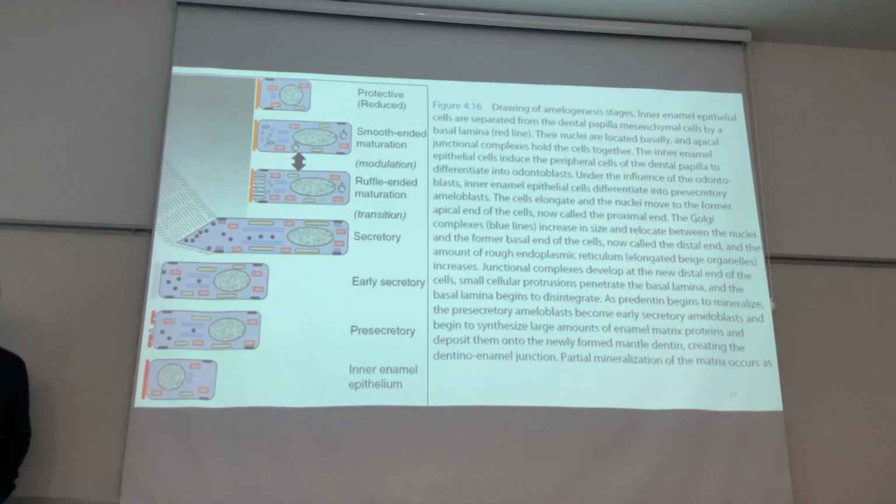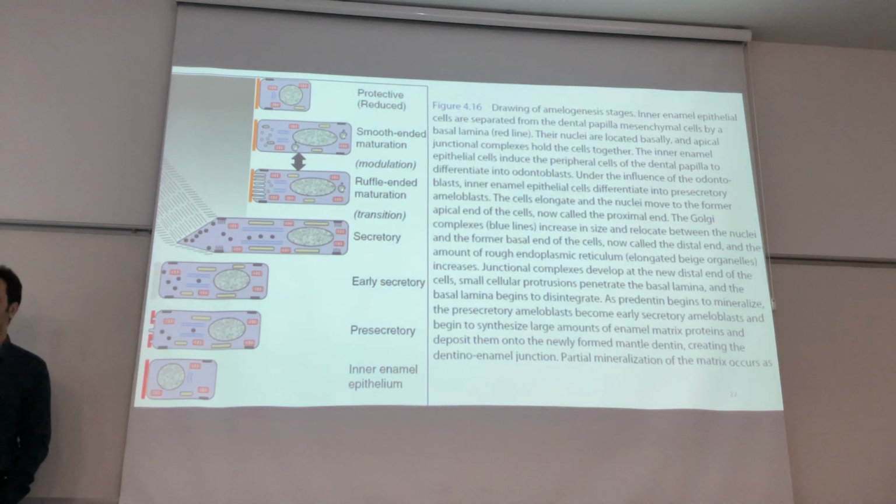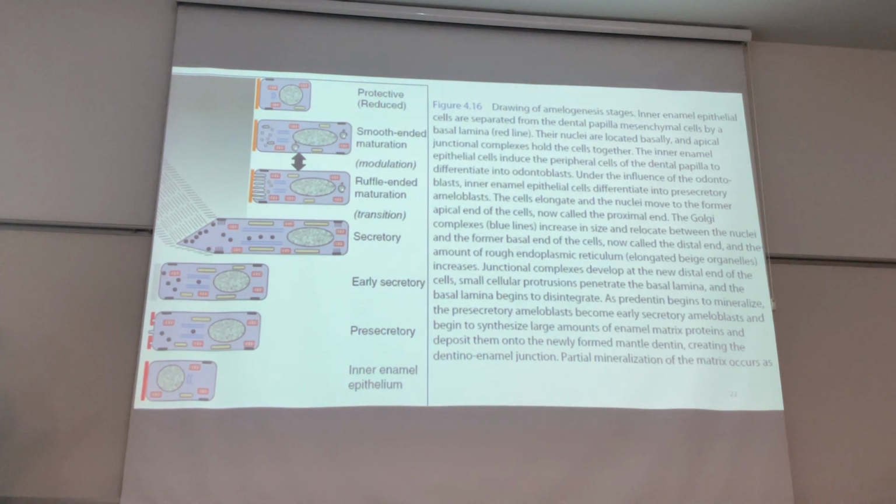This ruffled border and the maturation stage have a role in deposition of calcium. We will talk about that. The ruffled border stage can be replaced by the smooth stage, and these two cells can turn into each other. After completing the secretion of enamel, the cell reduces in size and returns to the original shape.